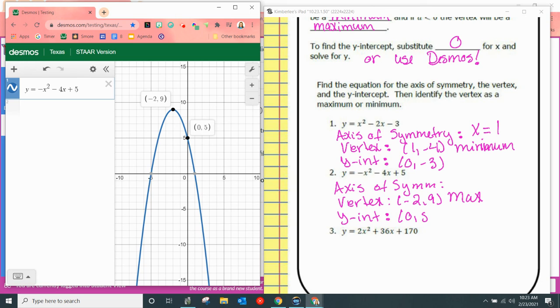And then my axis of symmetry is always an x equals equation, and it's just the x value of your vertex. So I don't need the y-intercept to find the axis of symmetry. It's x equals, well, for this one, -2. Because at x equals -2, right here is where I could cut this thing in half, and it would be equal on both sides. So x equals -2. That's it.